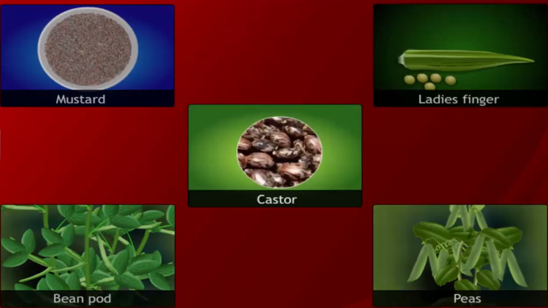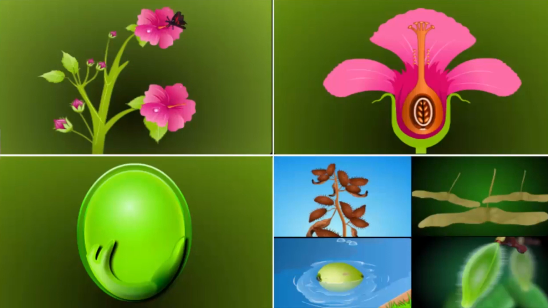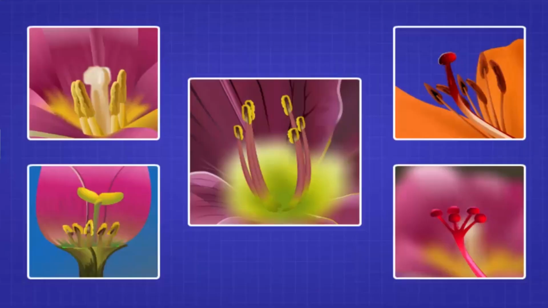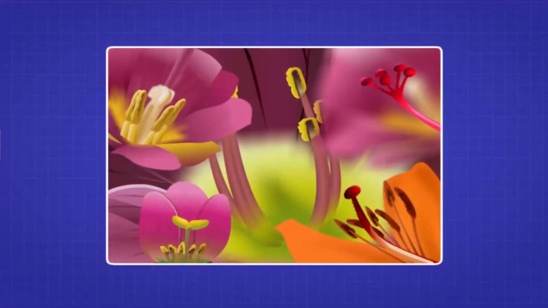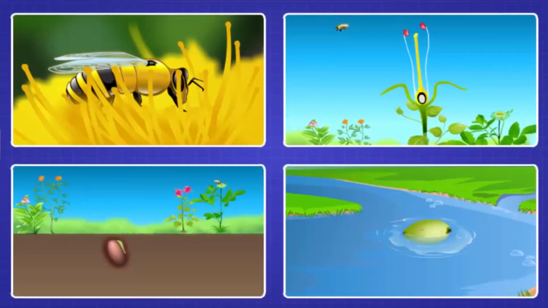and castor. I hope the information in this lesson has helped you understand the reproductive parts of a plant and the process of sexual reproduction in plants better. Congratulations! You have successfully completed this lesson on sexual reproduction in plants. You will now be able to identify the reproductive parts of a flower and describe the process of sexual reproduction in flowering plants.